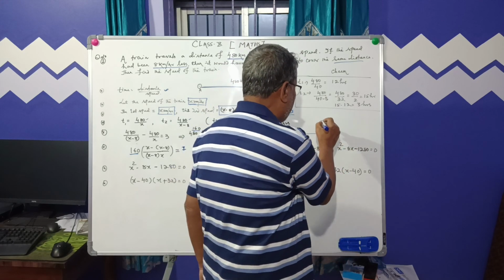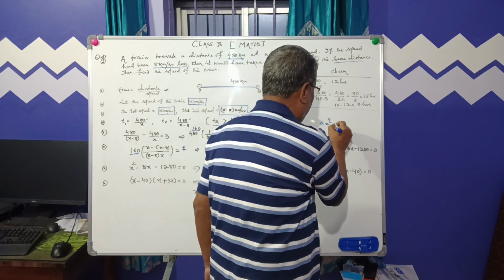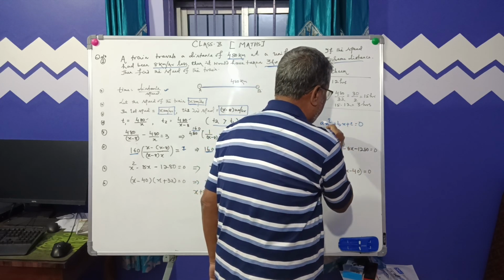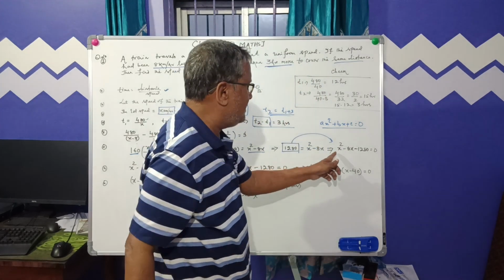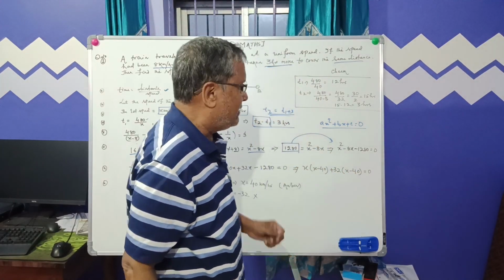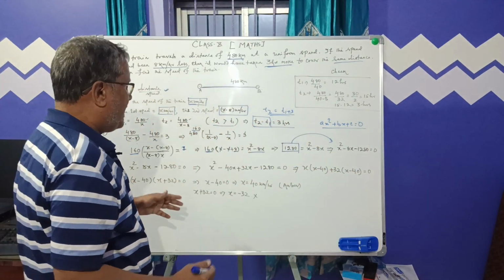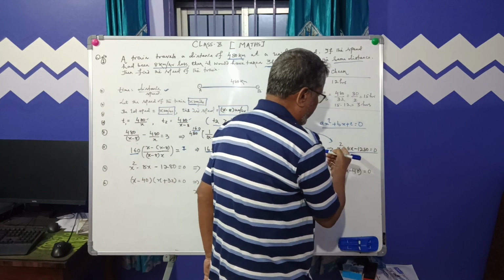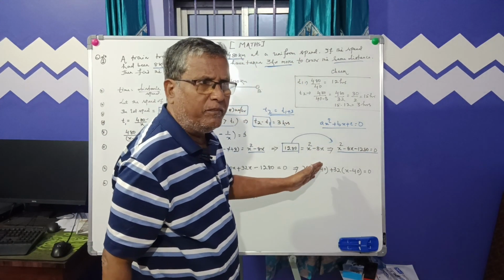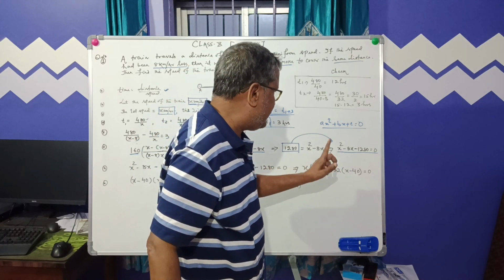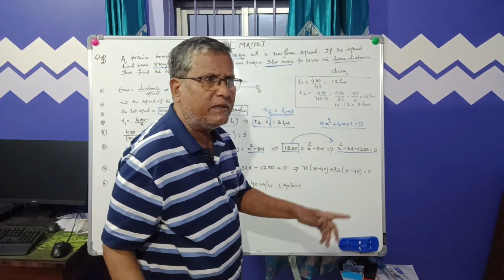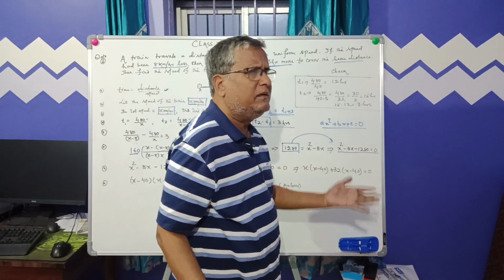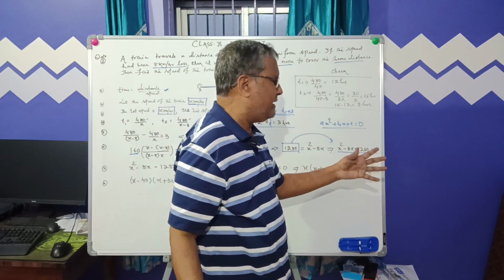Okay, because that is in the form of x square plus bx plus c is equal to 0. This is the standard form of the quadratic equation. Now we got the equation that is called a quadratic equation, because the power is 2. So a is the coefficient of x square, that is 1, b is minus 8 and c is minus 1280.